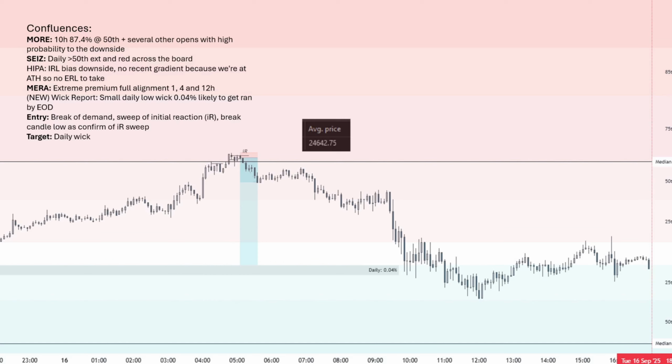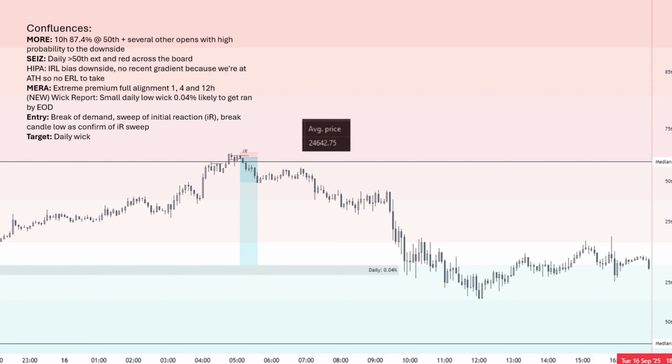Today I wanted to go through a trade I took on Tuesday, which was at all-time highs, this short here. I want to try and make this a bit of a faster video, so I just want to go through all the confluences that were available from all the indicators to take this trade, along with some entry confirmation.